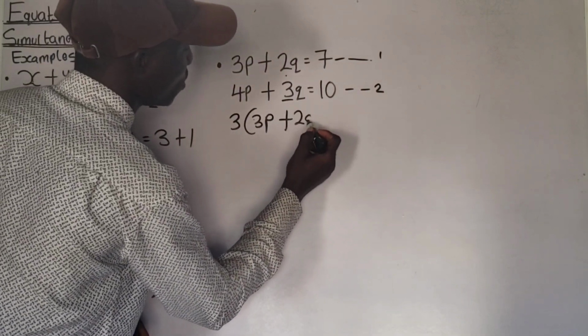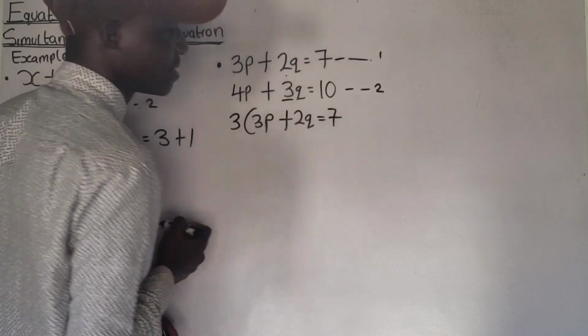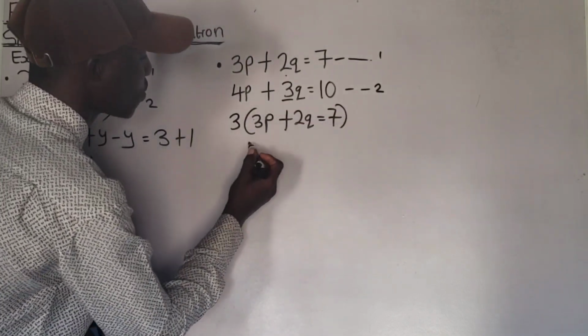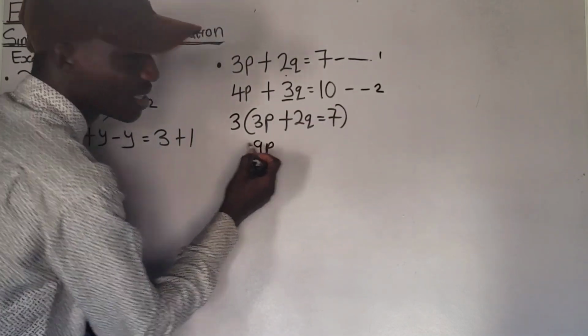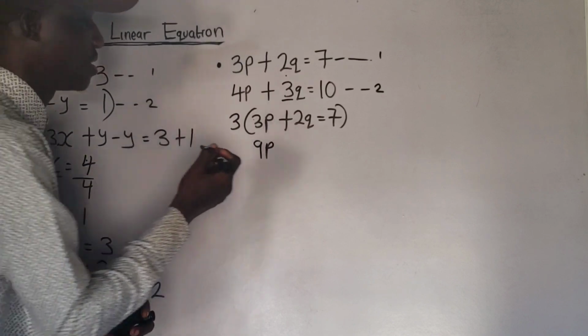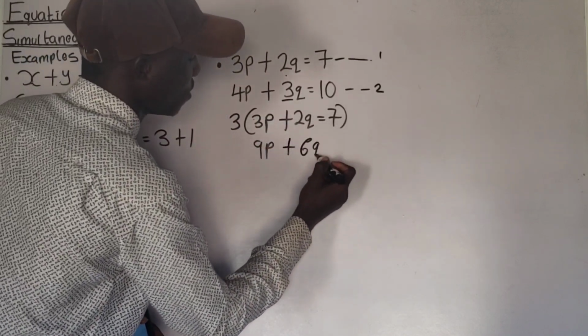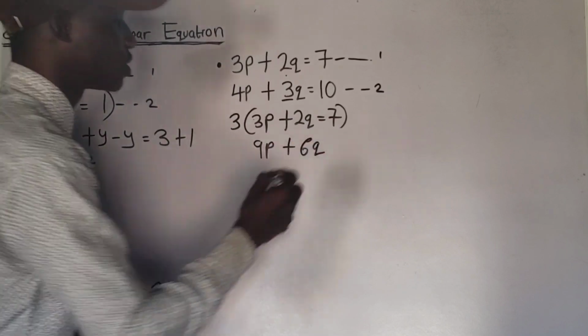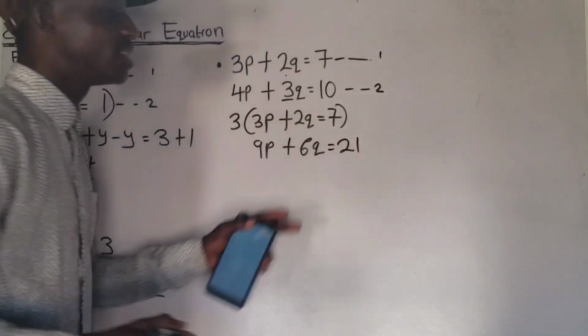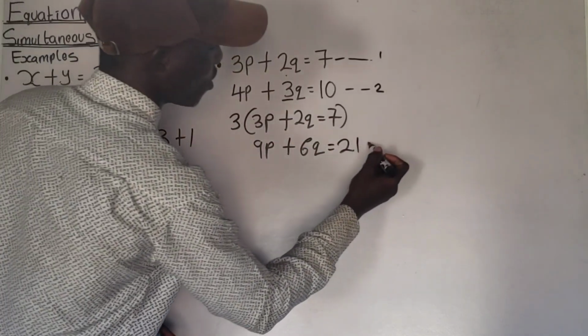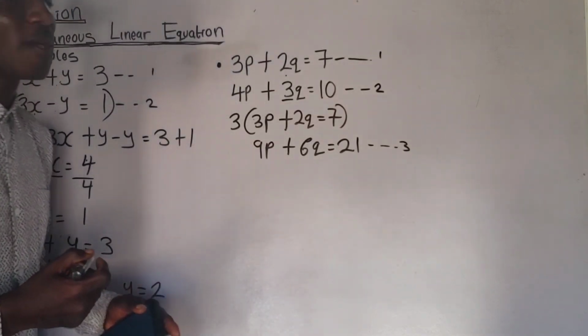3p plus 2q is equals to 7. You understand? So I'm going to have 9p. Are you paying attention? 3 times 3, that is what? 9p. Plus 3 times 2 is what? 6q. 3 times 7 is what? 21. So I got this equation. Are you paying attention? Let us call this equation 3. Do you understand? Okay.